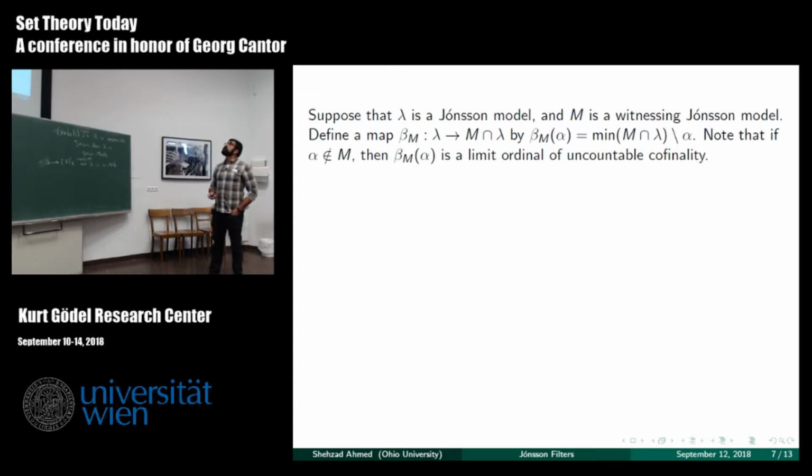Okay. So another thing we're going to need is a map that gets used pretty often in a lot of Shelah's work, but it doesn't really get isolated. Here, if lambda is Jónsson and M is a witnessing Jónsson model, we're going to find a map from lambda to M intersect lambda by looking at the first point of M at or above alpha. So if alpha is in M, then this ordinal is just alpha. If it's not, then beta M alpha is a limit ordinal of uncountable cofinality, just by using minimality and elementarity.